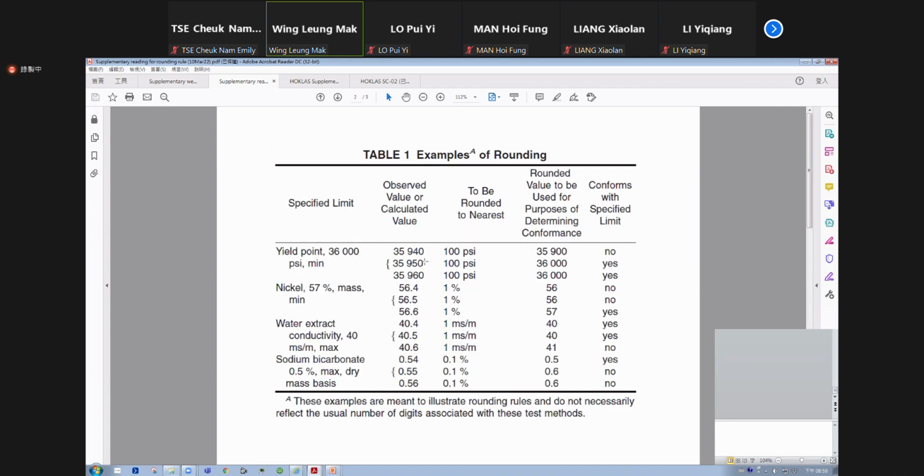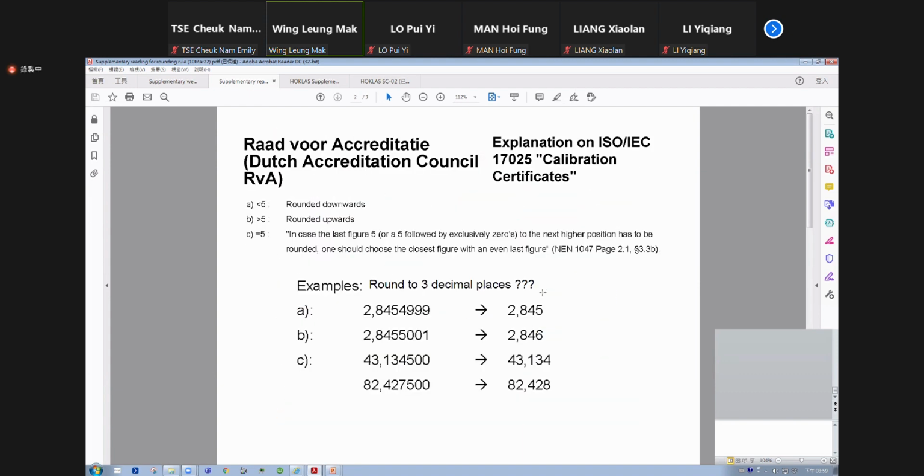This, for example. When we read the number 5, okay, 5, we will look at whether the number in front is odd or even. If it is an even number, we will not round up. If it is an odd number, we will round up. Okay.